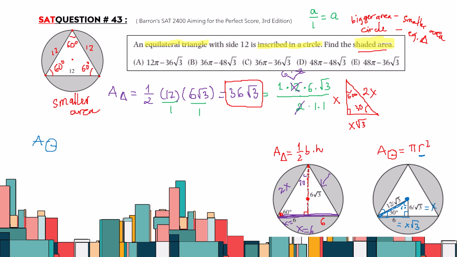So x will be, you divide both sides by square root of 3. So this cancels, x equals 6 divided by square root of 3. And also this one is 2x. So 2 times 6 divided by square root of 3, that is 12, because 2 is 2 over 1. So 2 times 6 is 12. So r is equal to 12 over square root of 3.